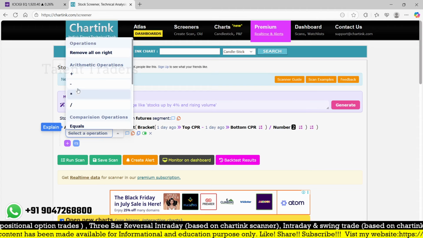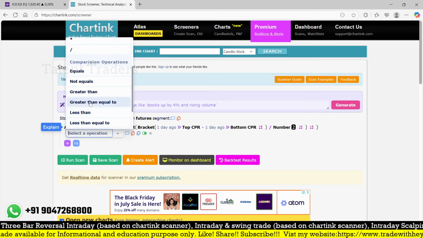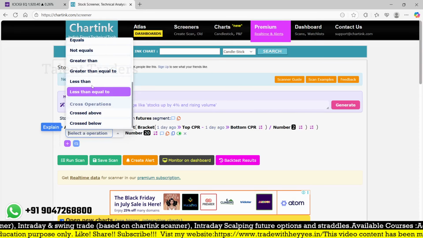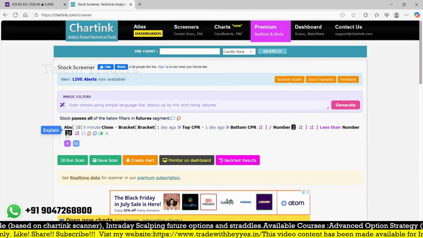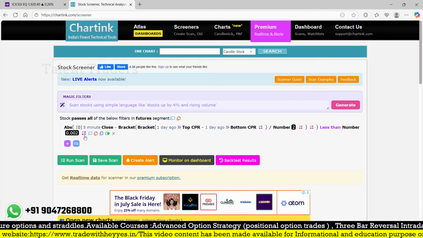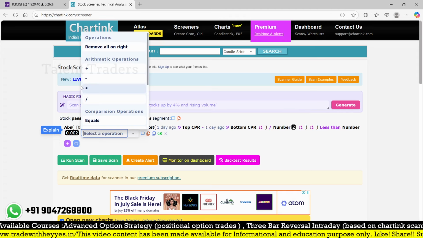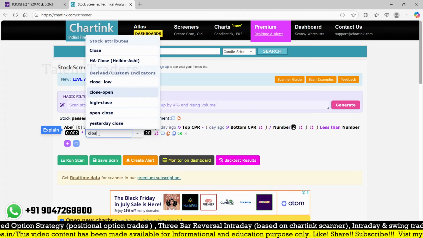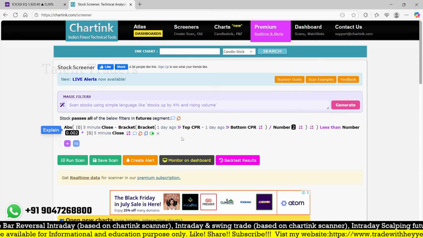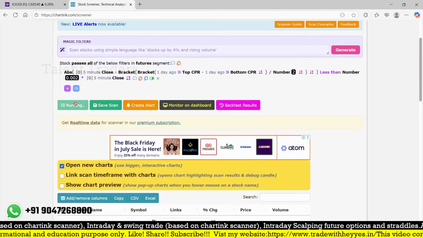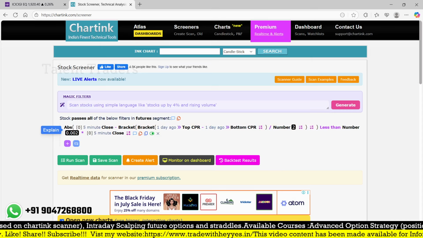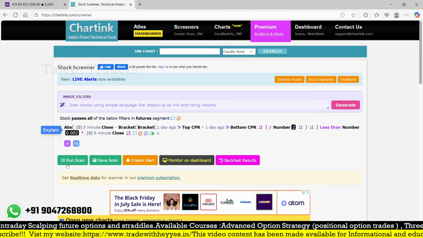A very small number. Instead of that, we can use less than or equal to, or less than. For less than, we use a very minimum 0.002 percentage with the closing price, so we are using the close price of that 5 minute candle. This will fetch you a stock which is trading near the level in between the CPR ranges.